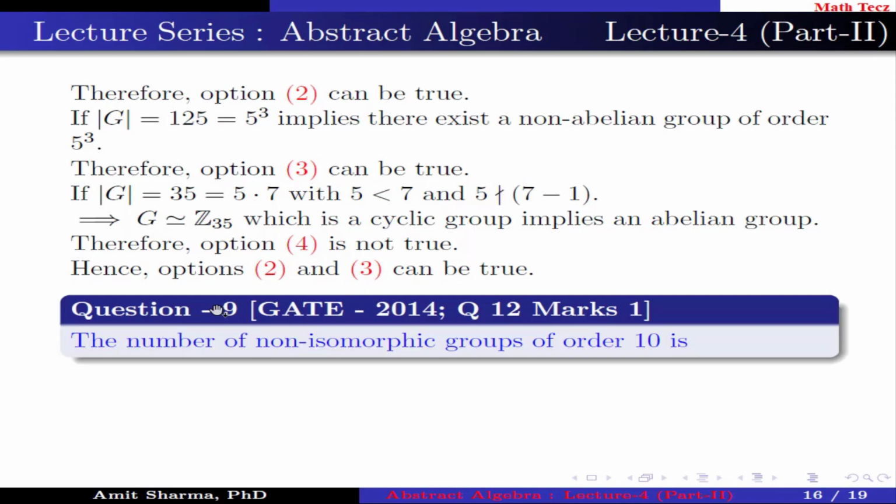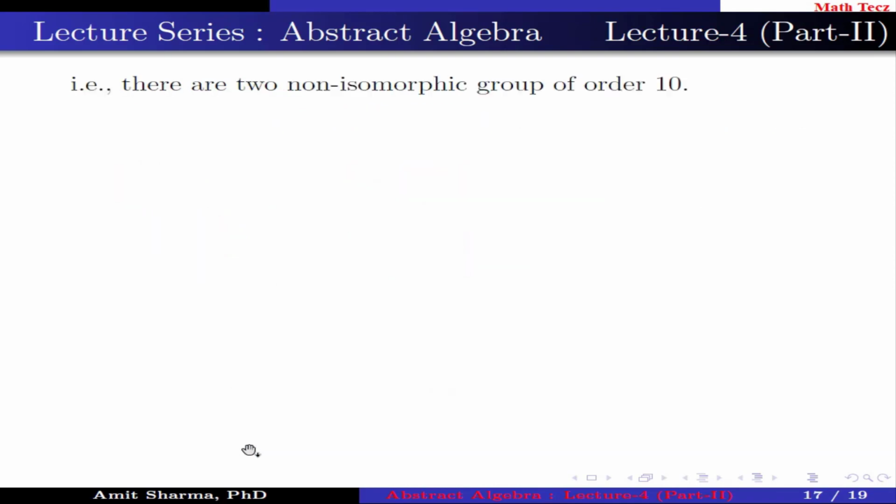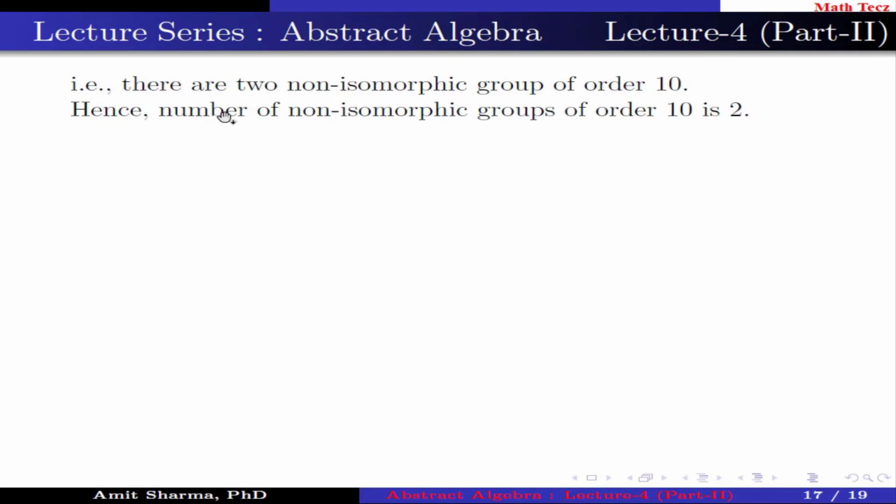Question number 9. This question was asked in the GATE exam in 2014. The number of non-isomorphic groups of order 10 is: the order of G is 10, which can be written as 2 into 5 with 2 less than 5, and 2 divides 5 minus 1. This implies G is isomorphic to either Z10 or D5. That is, there are two non-isomorphic groups of order 10. Hence, the number of non-isomorphic groups of order 10 is 2.